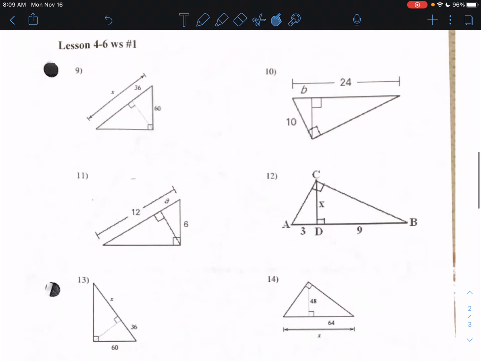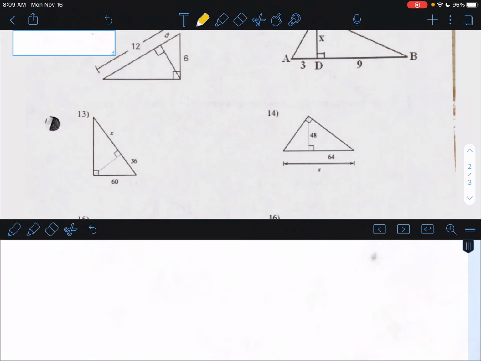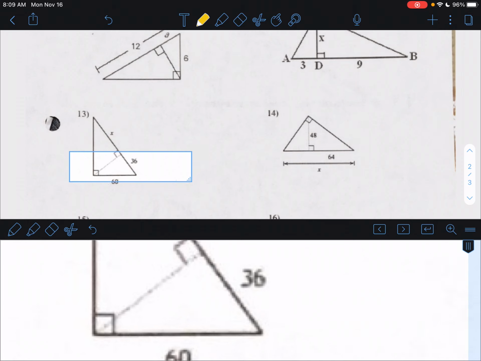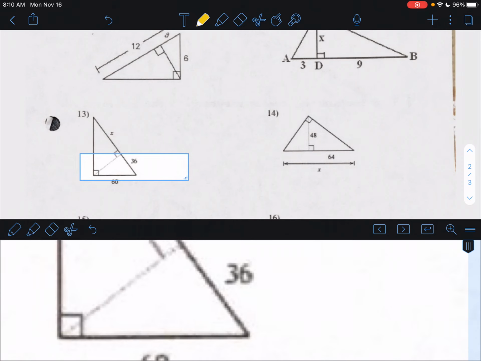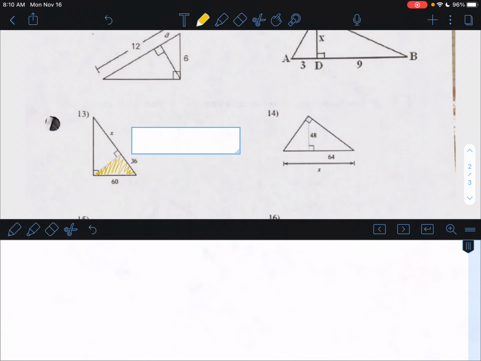Yeah, okay. So next problem I want to do together, or set up together, will be number 13. So on number 13, looking at what measures I'm given, on the small triangle, I'm given the short leg and the hypotenuse. So the short leg, we'll do short leg over hypotenuse, 36 over 60.